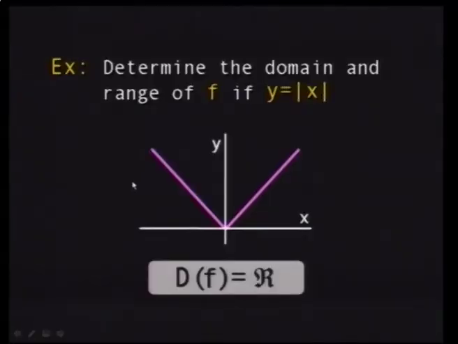This is a trivial problem. Determine the domain and range of y is equal to square root of x. Now, y is equal to square root of x. This we saw before. It's called the absolute value of a number, and it's on your machine.